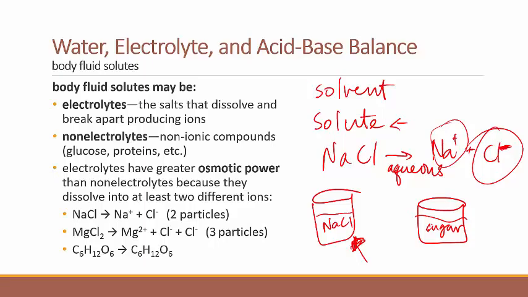The sucrose solution is just going to be dissolved. It's not going to ionize. So magnesium chloride has even greater osmotic power than sodium chloride because it breaks apart into three particles, a magnesium ion and two chlorine ions, whereas something like glucose doesn't break apart at all, so I should have written only one particle. So the more particles that an electrolyte breaks apart into, the greater osmotic power that it has.